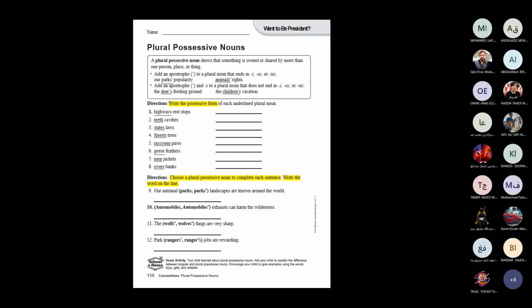Okay. Muhammad Lafi. Okay, excellent, Muhammad. Make the apostrophe above the S, Muhammad. Muhammad Lafi Nifei. Make the apostrophe above the S. Don't place it down, okay? Because it will be like a comma, but it's an apostrophe. The apostrophe is always up, not low, okay? It's up.